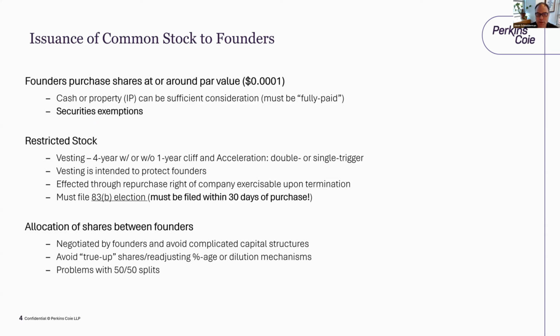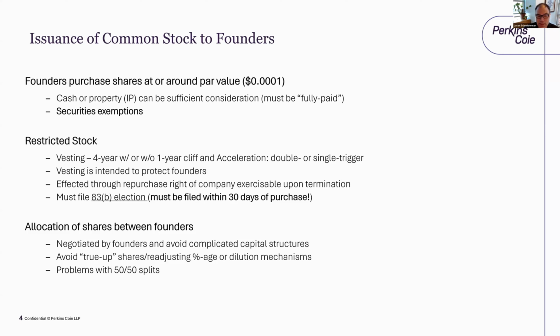And then the big one that comes up with a lot of founders is this 50-50 split concept. I've had this happen multiple times. It's a very similar story. Two founders say, well, we trust each other. We don't want to put any vesting. So they don't put any vesting on their shares, and they do a 50-50 split and they're off to the races.